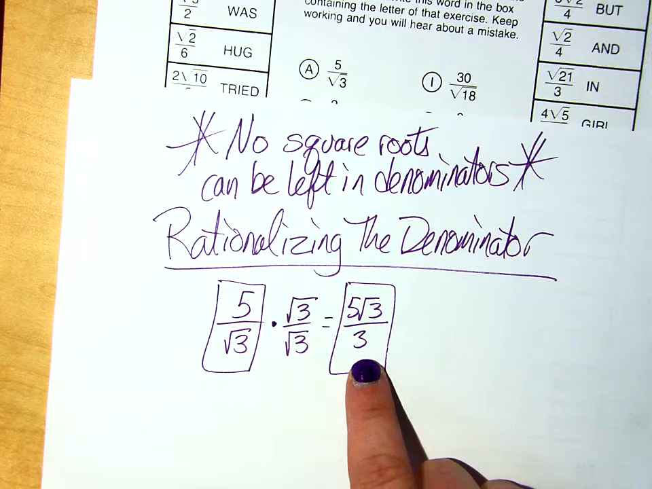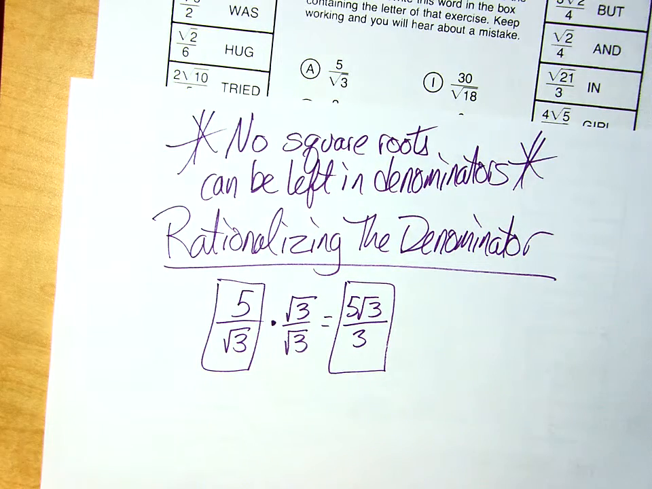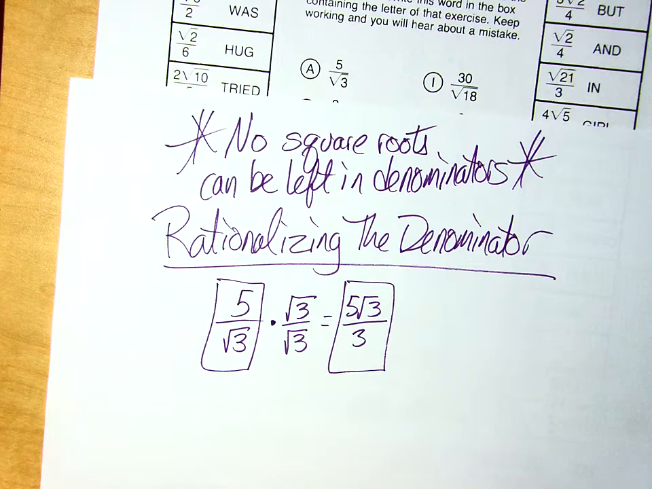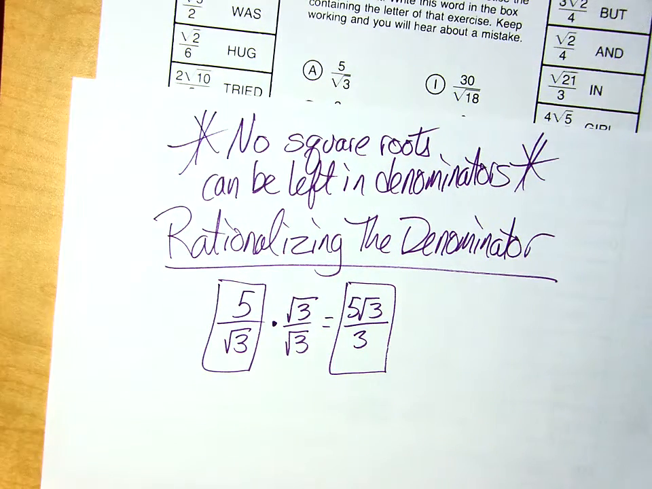Okay? So when you go to take the MCAS, there will not be an answer choice that's 5 over the square root of 3, because they are going to rationalize their denominators, and it's going to look like that. Okay? So they're different. You got to be careful.